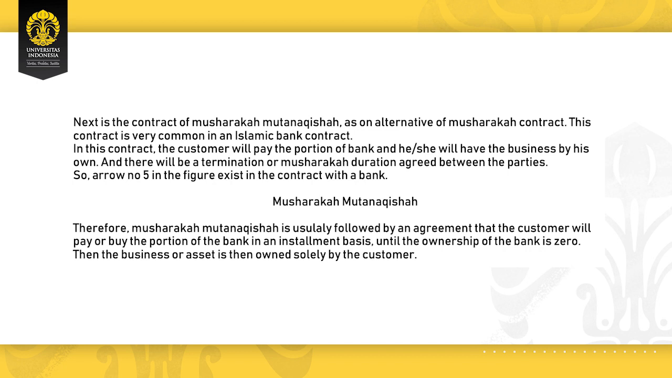So, arrow number 5 in the figure exists in the contract with a bank. Therefore, Musharakah Mutanakisah is usually followed by an agreement that the customer will pay or buy the portion of the bank on an installment basis until the ownership of the bank is zero. Then the business or asset is owned solely by the customer.